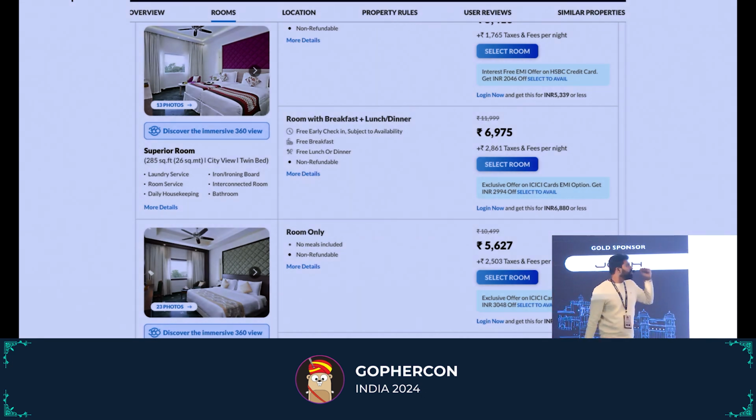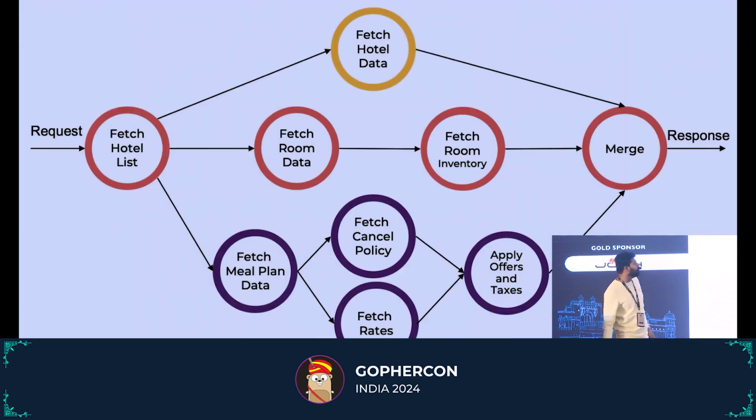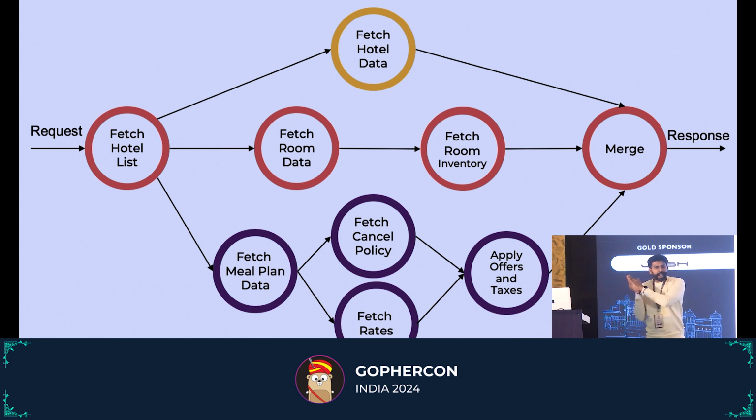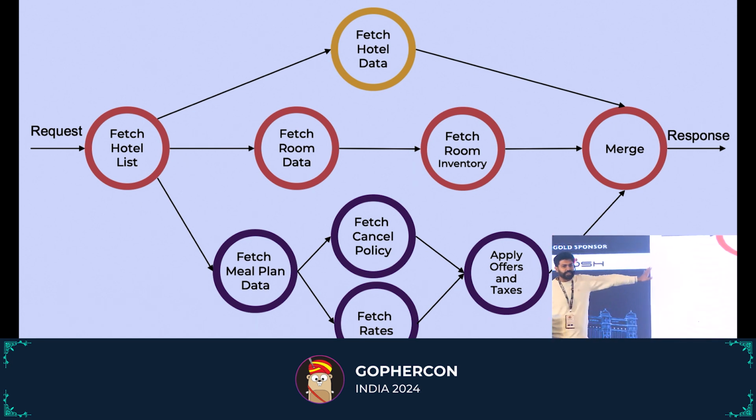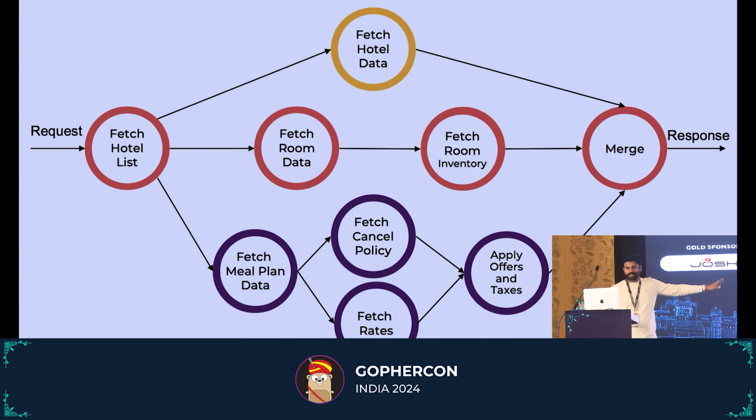Now, if I look at this page as a workflow, how will that workflow look? We can do a parallel call to get the hotel data. We can do a parallel call to get the room data. After that, a sequential call to get the room inventory. And in parallel, we can also get the meal plan data, followed by getting cancellation policies and rates in parallel, and then apply offers and taxes, and finally merge all the data and send it to the UI. So if you see all these steps, this is basically what a workflow looks like.